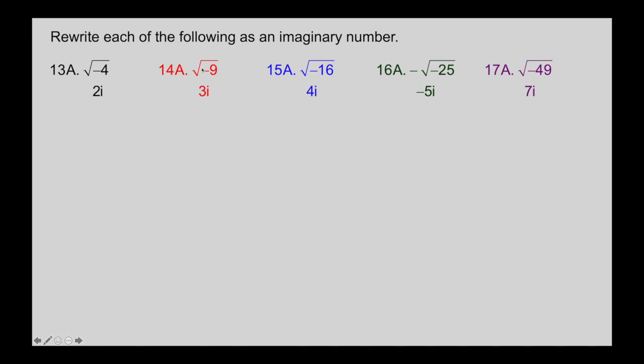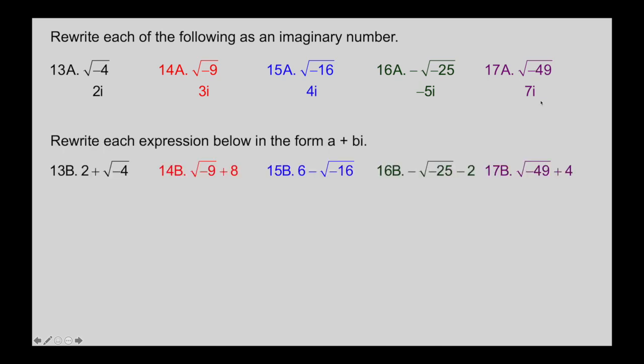For 14, the square root of 9 would give me 3, the square root of -1 would give me i. For this one, the square root of 16 gives me 4, the square root of -1 gives me i. For 16, that negative out in front is going to stay out in front. Then the square root of 25 is 5, and the square root of -1 gives me i. And then here, the square root of 49 is 7. The square root of a negative is going to be i.